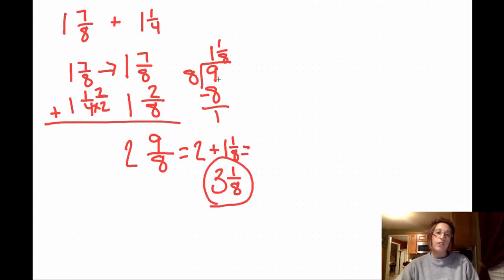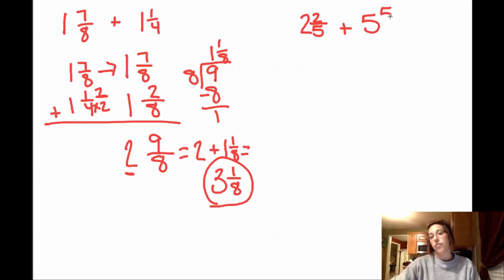Okay, so when I took and got my improper fraction into a mixed fraction, I had to add it back to the whole number. That way I get the complete answer. So let's try another one that is going to be similar. 2 and 2/5 added to 5 and 5/6.